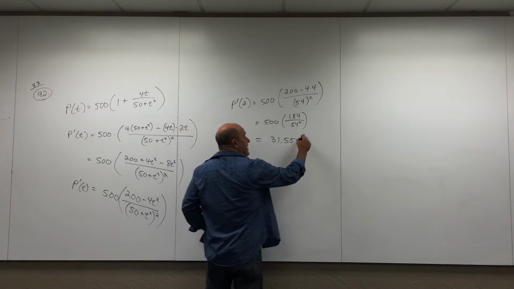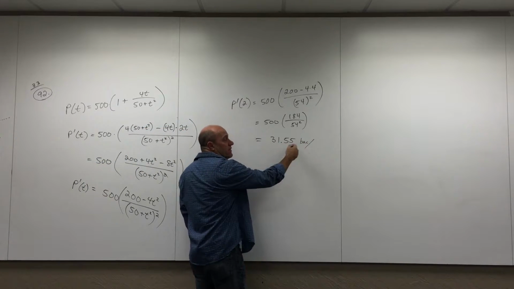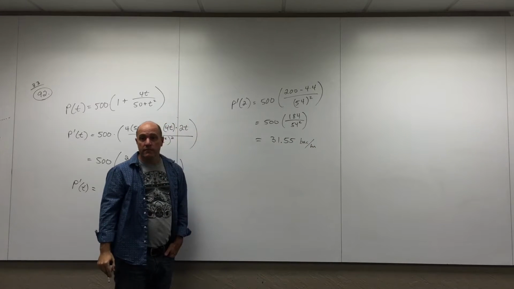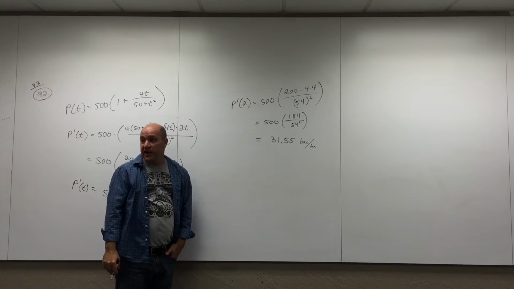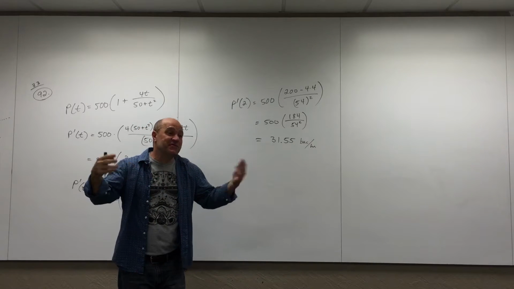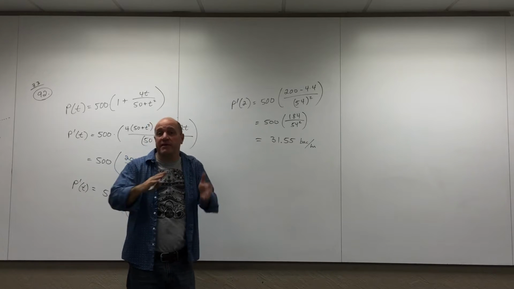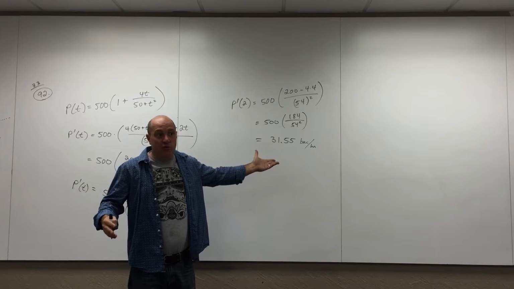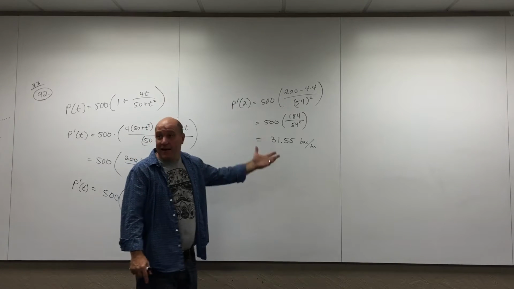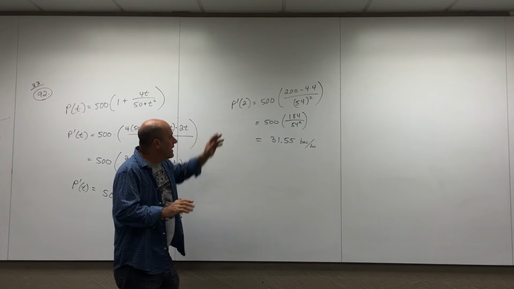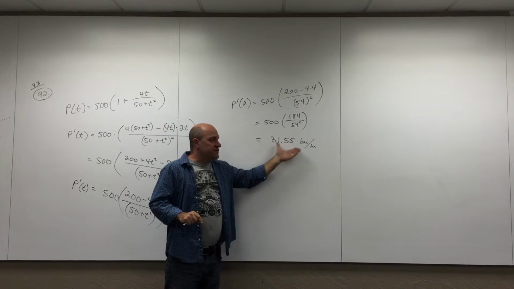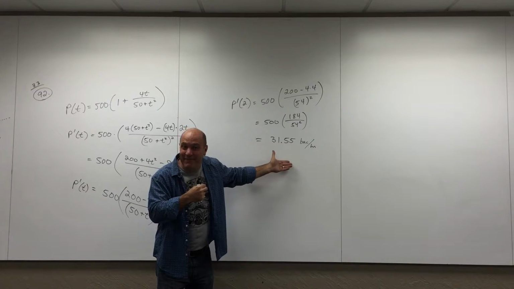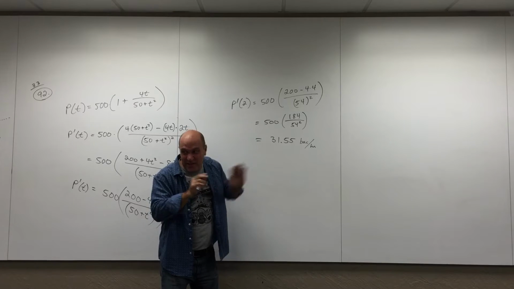So at the 2 hour mark, the rate of growth is 31 bacteria per hour. That's its rate of change at this moment. The rate of change keeps changing. I bet at 3 hours, maybe it's more, or maybe it's less. At 4 hours, maybe it's a higher rate of change. But at this moment, at 2 hours, that's the rate of change of the bacteria. The population is growing at this rate, at this time. Only at this time.